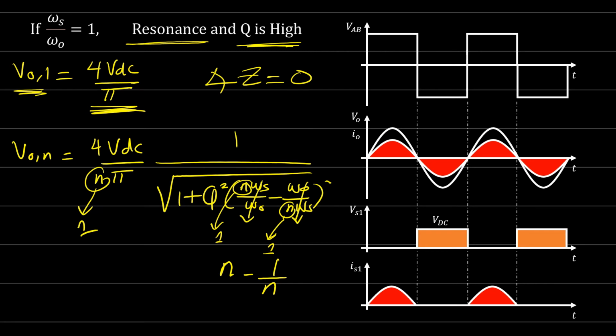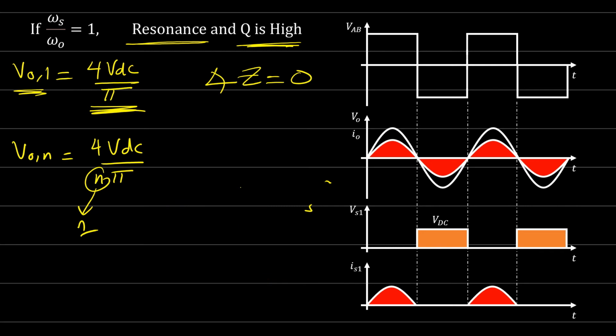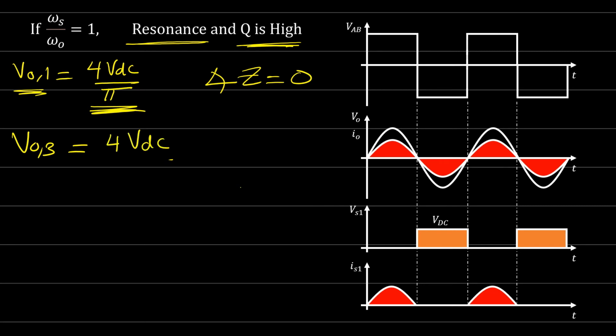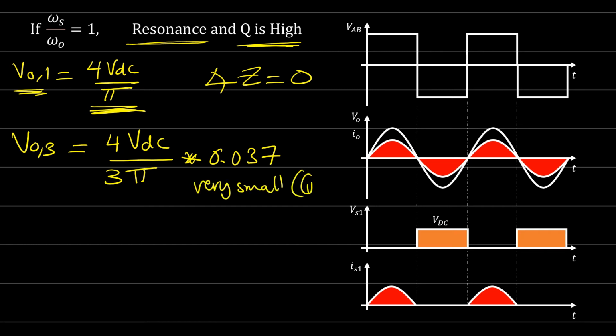So V out for the third harmonic will be how much? It will be very small. So here for the third harmonic, this value is equal to how much? 4 times VDC over 3 pi times, if you calculate it, you'll find it's 0.037. A very small value. And this is when Q is 10. So we can simplify this and say the third harmonic, and the fifth harmonic is even smaller than this value, and the seventh harmonic and so on is equal to 0.